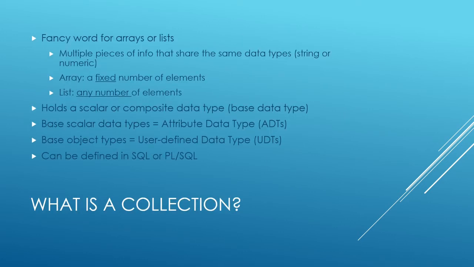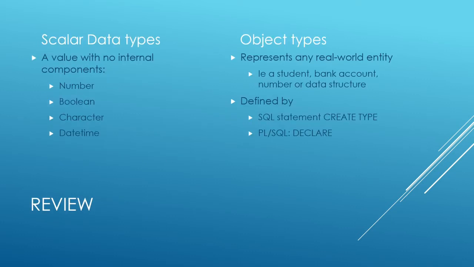When we're looking at the scalar data types and the object data types, I wanted to do a quick review as well of what those meant. Again, scalar data types are values with no internal components. There can be attributes associated to them, but they don't have anything else other than what it is. So is it a number? Is it Boolean, i.e. true, false, null? Is it a character or a date time? And these are typically system driven.